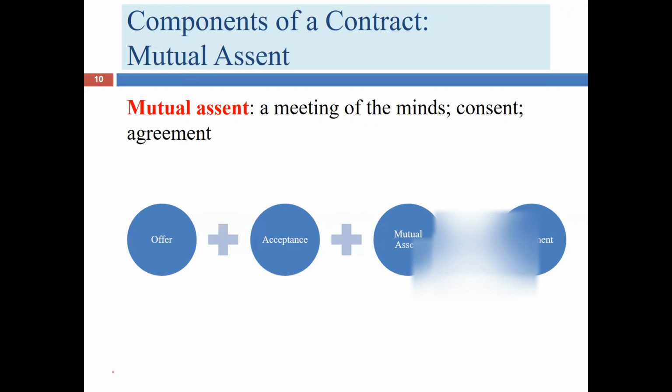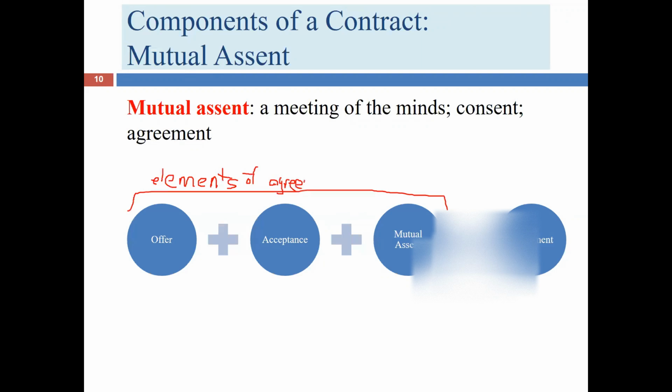And you can see what I've done here is I've taken the definition from the textbook, but I have shown how we need an offer plus an acceptance plus mutual assent for an agreement. So these are all elements or ingredients of agreement. And we already know that an agreement is an element for a contract. We've already talked about what an offer is and what an acceptance is.